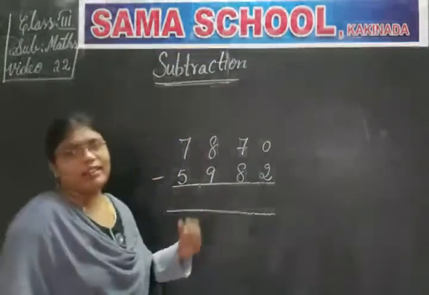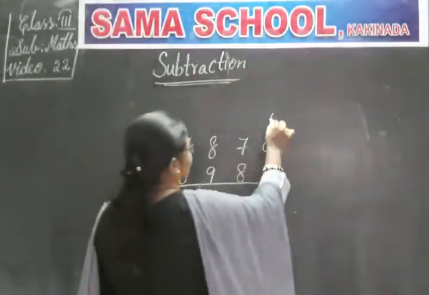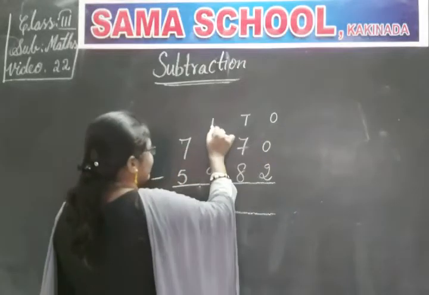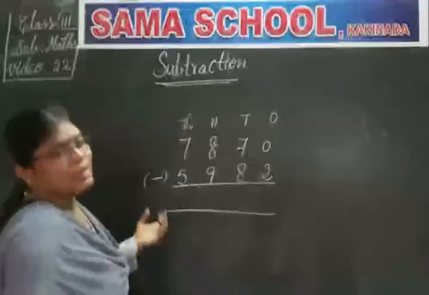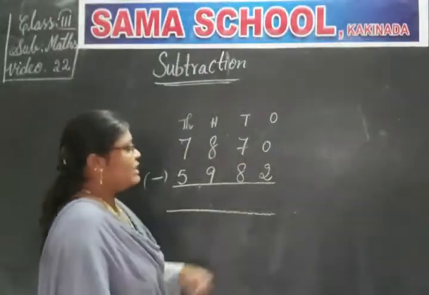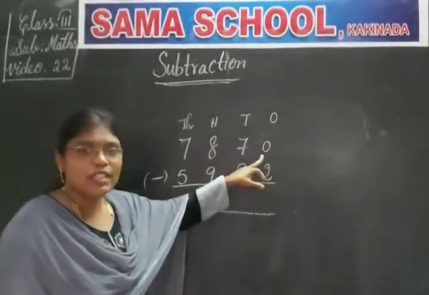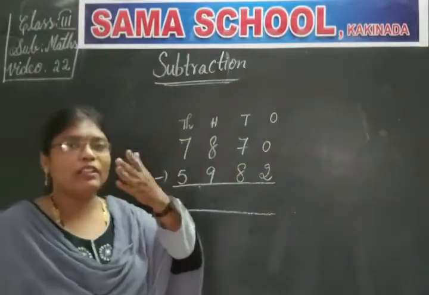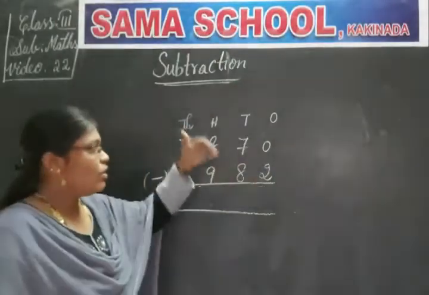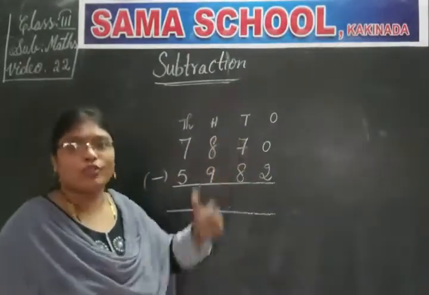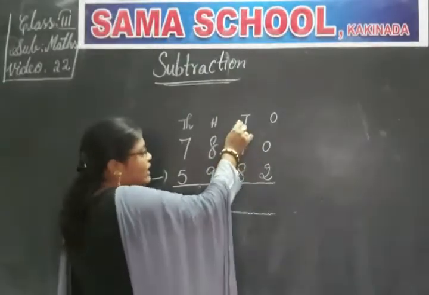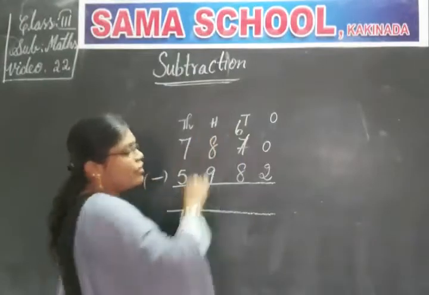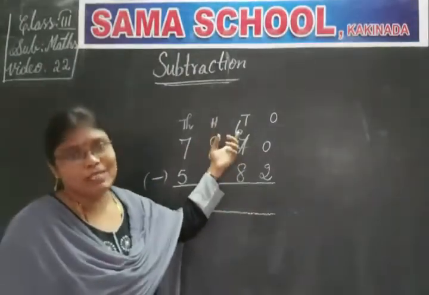Come on children, let's see this. Write the place values, ones, tens, hundreds and thousands, and we have already kept the subtraction sign, that is minus. See, here again we have 0. We cannot borrow anything from 0, right? So move to tens place and borrow from there. What is the digit at tens place? 7. So cross it and borrow 1. Then it will become 6.